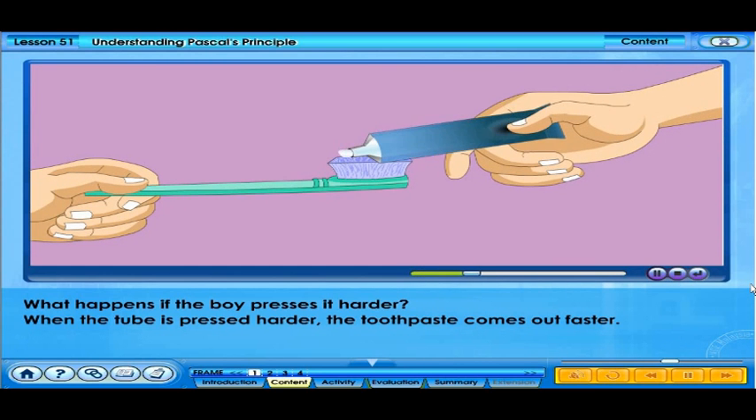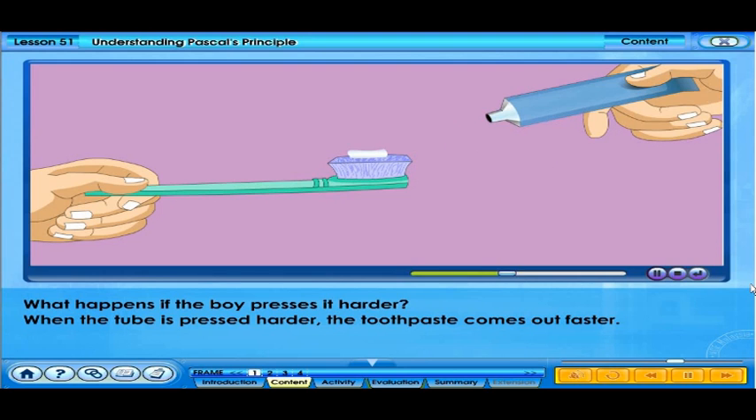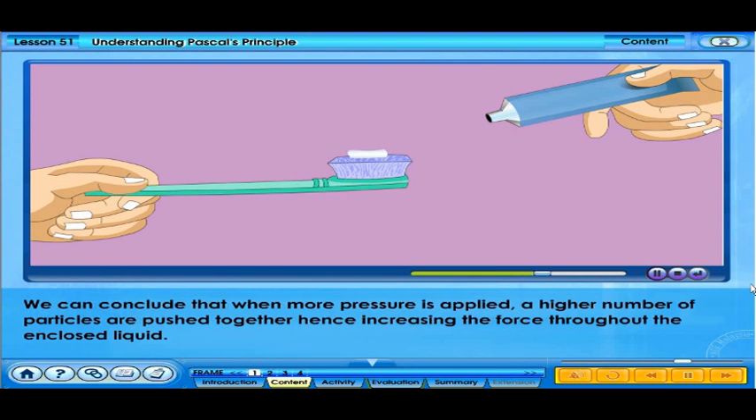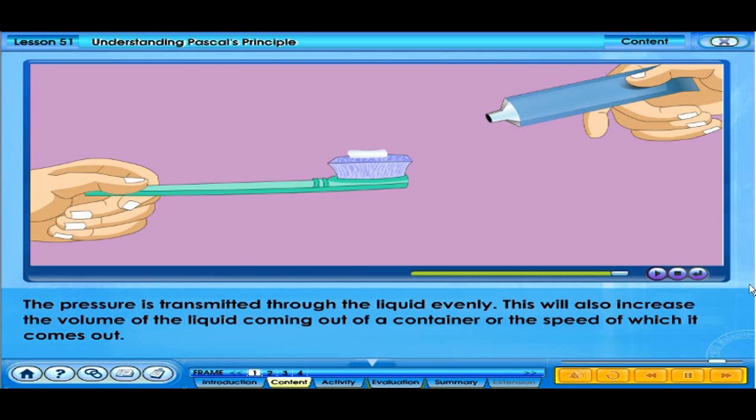When the tube is pressed harder, the toothpaste comes out faster. We can conclude that when more pressure is applied, a higher number of particles are pushed together, hence increasing the force throughout the enclosed liquid. The pressure is transmitted through the liquid evenly. This will also increase the volume of the liquid coming out of a container, or the speed at which it comes out.